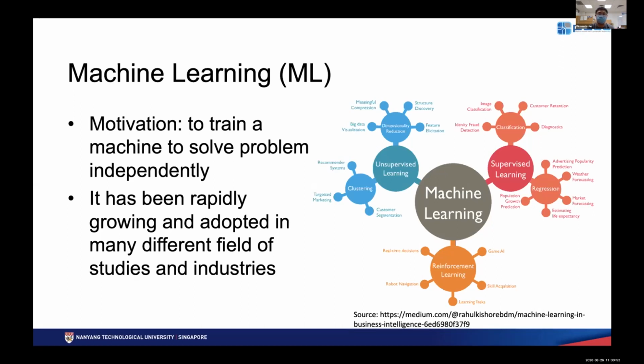Machine learning has already been growing rapidly. It has been adopted in many different fields of study and industries, as shown in the diagram on the right side. As mentioned earlier, machine learning can be classified into supervised learning, unsupervised learning, and also reinforcement learning. In most cases, we are more interested in supervised learning because most of the recent latest works have been on classification, image classification, fraud or spam detection. But there is also a lot of work being done on unsupervised and reinforcement learning. So this is just a generic introduction to machine learning.